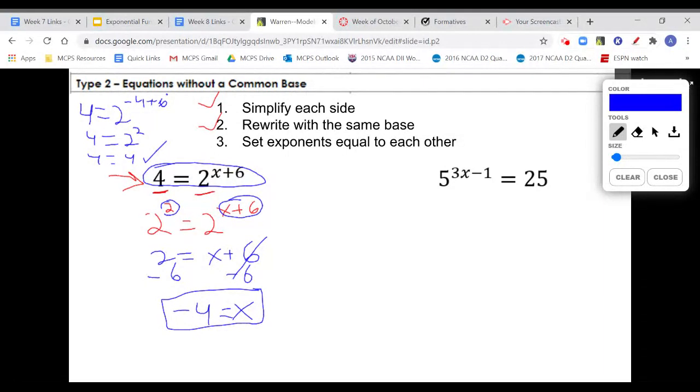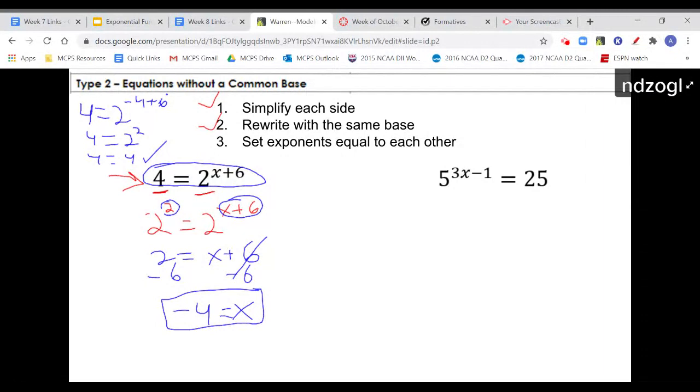Okay, moving on to the second question now. Here we have 5 to the 3x minus 1 equals 25. Once again, both sides are simplified, right? There's not two expressions on either side. There's one expression on the left and one expression on the right. But the base on the left is 5 and the base on the right is 25. So what I need to do is I'm going to take the side with the smaller base and I'm just rewriting that side. But the other side I need to write with the common base.